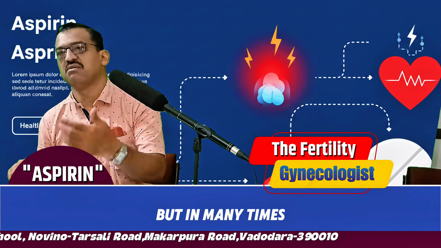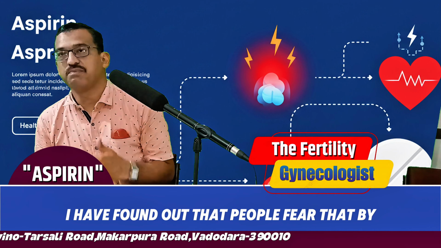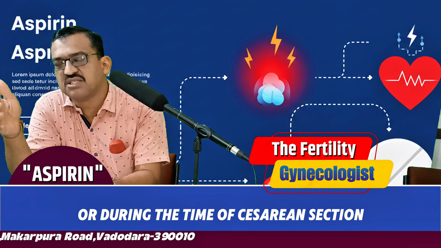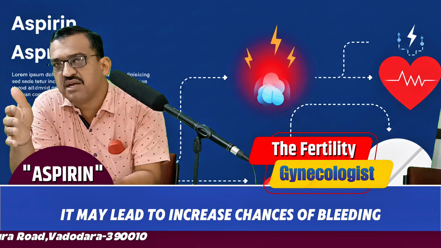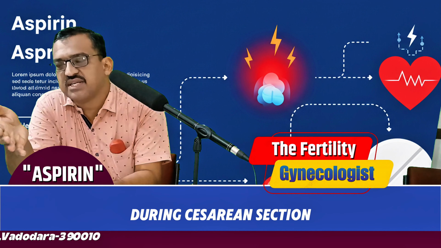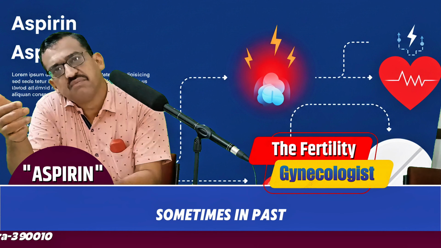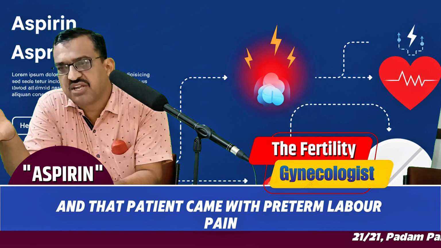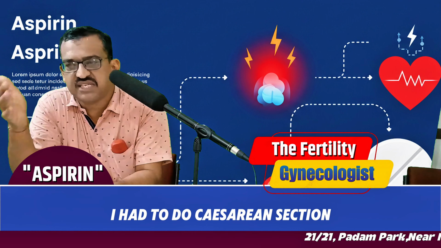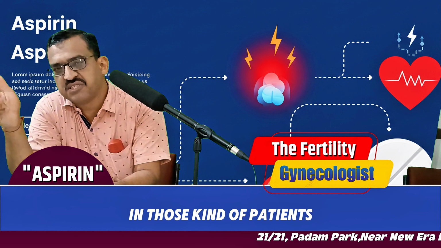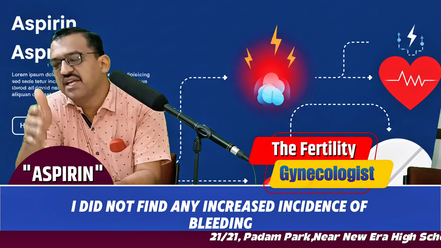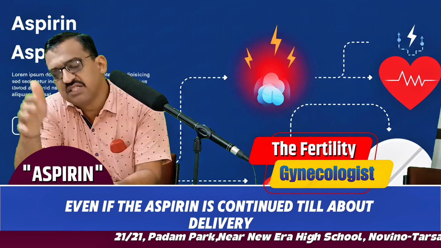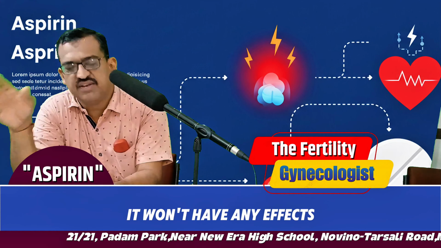But many times I have found that people fear that if aspirin is continued till delivery or during the time of cesarean section, it may lead to increased chances of bleeding during cesarean section. Sometimes in the past, the patient was continuing aspirin and came with preterm labor pain. I had to do a cesarean section or a normal delivery in those patients. Still, I did not find any increased incidence of bleeding. So that tells me that even if aspirin is continued till delivery, it won't have any effects.